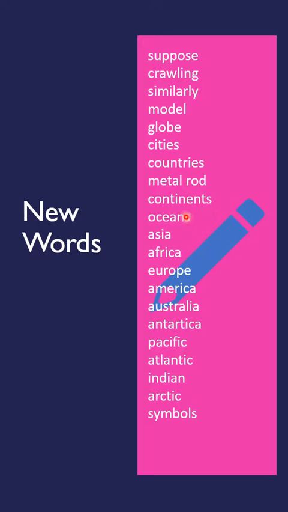C-O-N-T-I-N-E-N-T-S, continents. O-C-E-A-N-S, oceans. A-S-I-A, Asia. A-F-R-I-C-A, Africa. E-U-R-O-P-E, Europe. A-M-E-R-I-C-A, America. A-U-S-T-R-A-L-I-A, Australia. A-N-T-A-R-T-I-C-A, Antarctica.